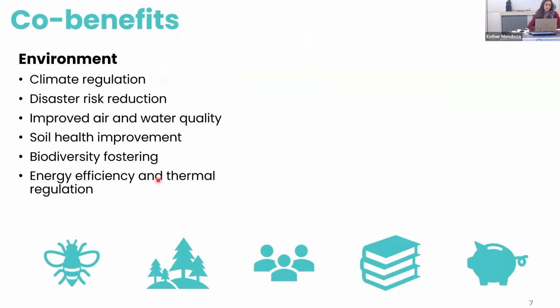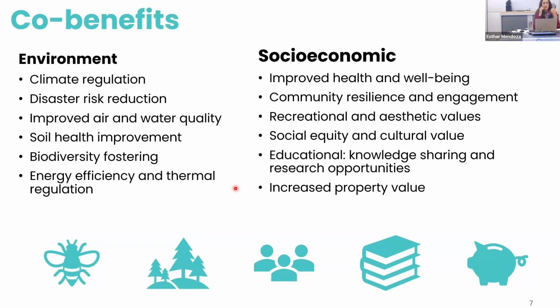Apart from that, we have co-benefits from these nature-based solutions that we don't have from other types of technologies. So more on the environmental side, they regulate the temperature, they reduce the risk of disasters, they improve the air and the water quality, they enhance the soil health and foster biodiversity. And looking more at the socioeconomic co-benefits, we have improvements in health and well-being of all creatures, not only humans that are around, community resilience and engagement, recreational and educational values, social equity and cultural value, and finally they can increase the property values. So if we have green spaces, we are all happy surrounded by green spaces. So this increases the quality and the value of the place where we have these solutions.